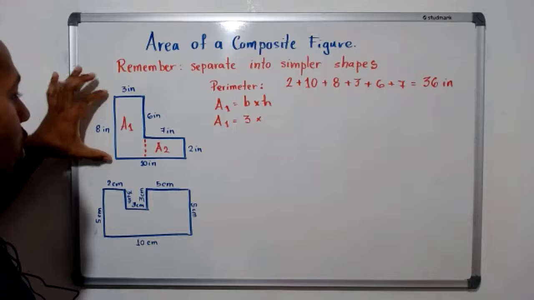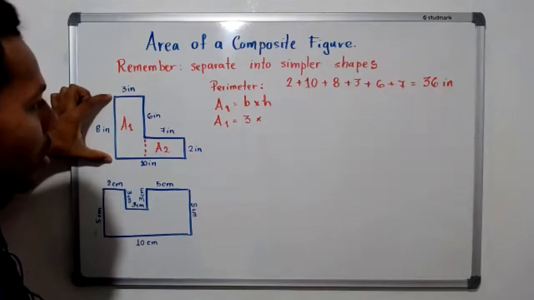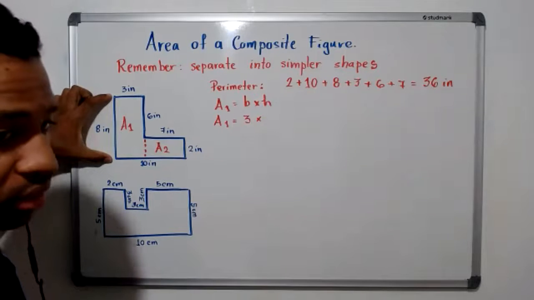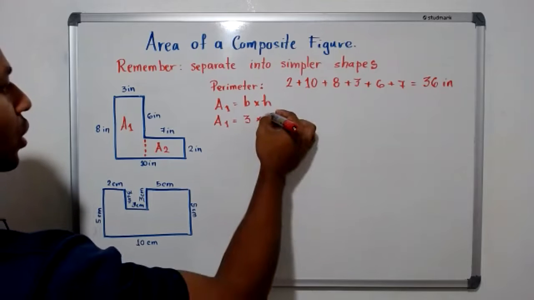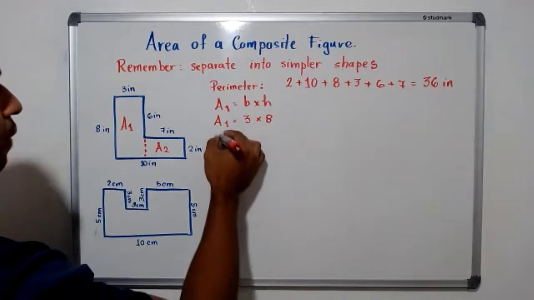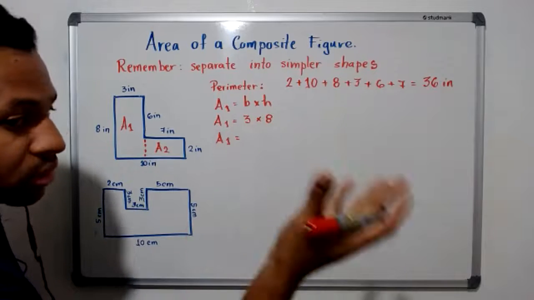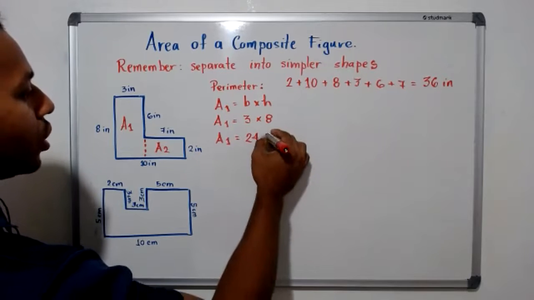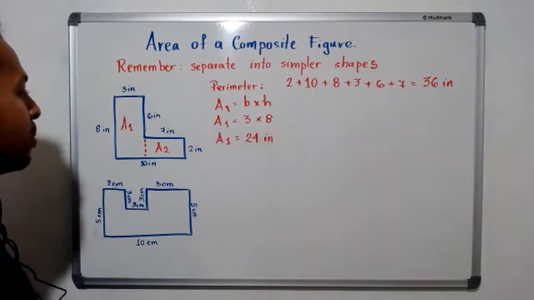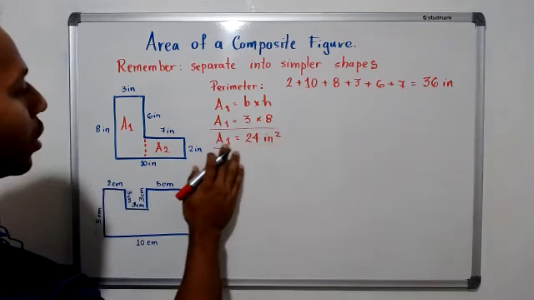Or 6? Don't use 6 because 6 is not the complete length of the height, okay? 6 is not the complete length of the height. So it's 8 inches. Area number 1 is 3 multiplied by 8. 24 square inches. Square inches. Very good. So we find the first area.